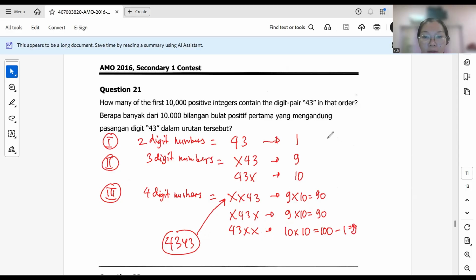Adding up everything, 1 plus 9 plus 10, which is 20, right? And then you add 90, add more 90 and 99. So the answer is 299 integers. This is the final answer, 299.